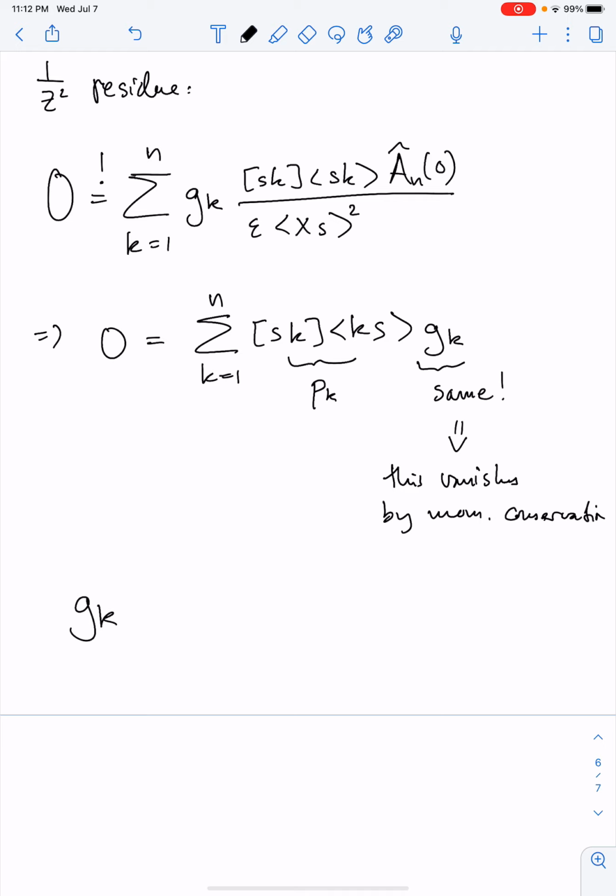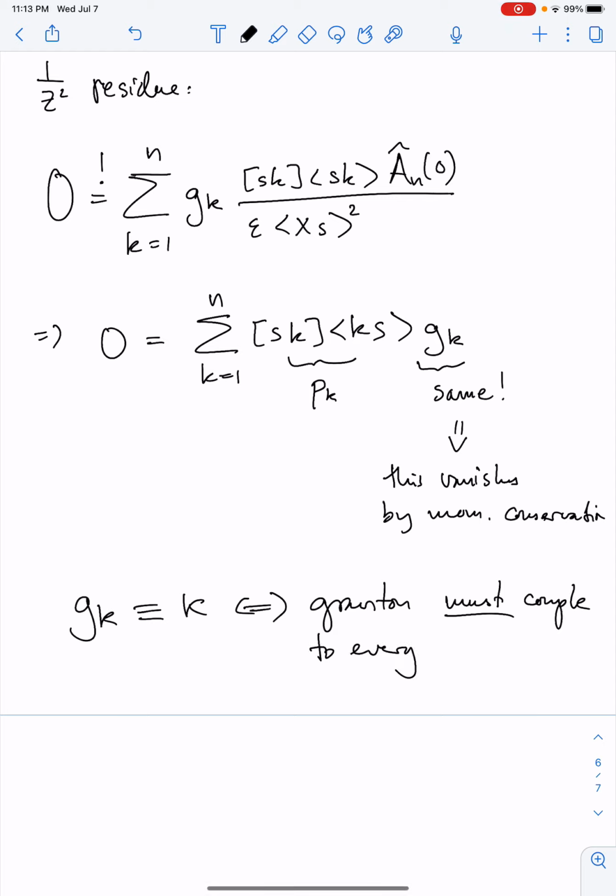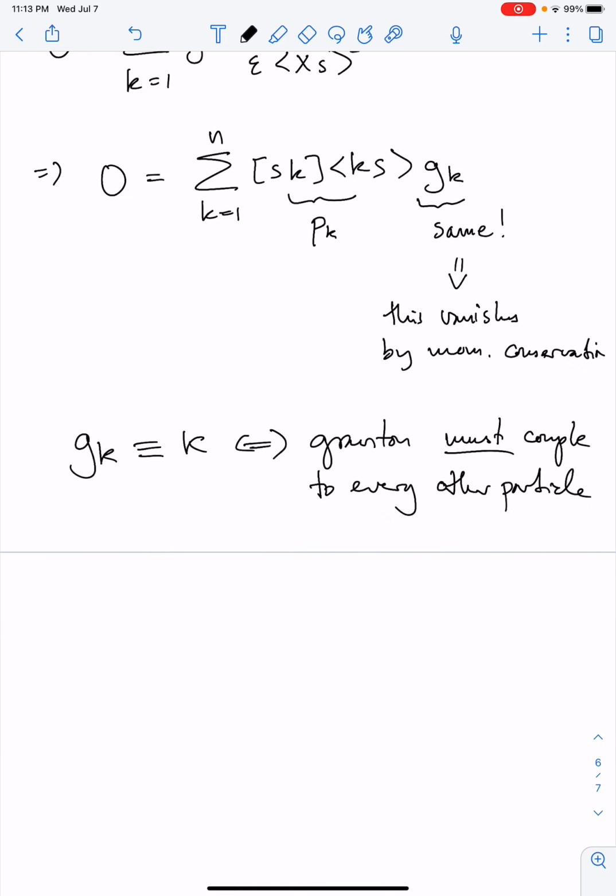So, requiring that all the gk's are the same, let's call that same kappa, then that is exactly the same as the statement that the graviton must couple to every other particle in the spectrum. Whatever they are, the graviton must couple to it, and it must couple to it with exactly the same coupling, kappa. And that is exactly the Amplitudes version of the equivalence principle.